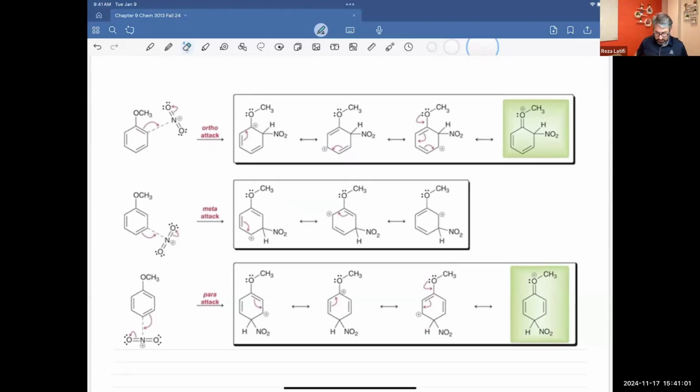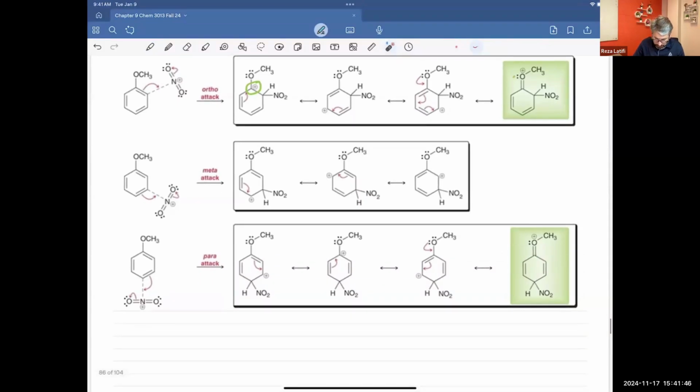Again, we have NO2, and it can be added to the ortho position. If we add it there, we'll have a positive charge on the carbon where we have the OCH3. Very soon this can stabilize the positive charge by sharing a lone pair with the ring. If you share a lone pair with the ring, then that positive charge will be sitting on oxygen. Now the ring has no charge, it got neutral, so that's going to be stable.